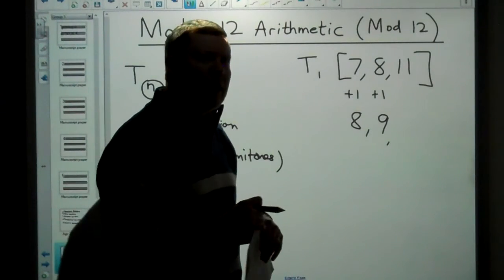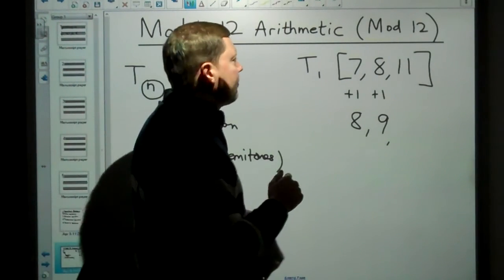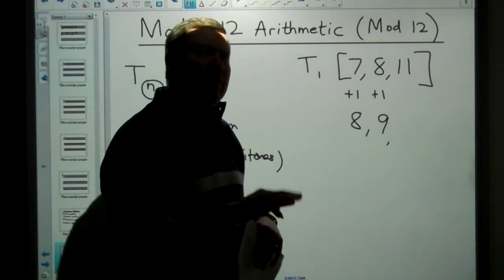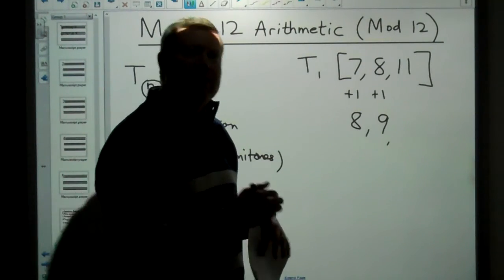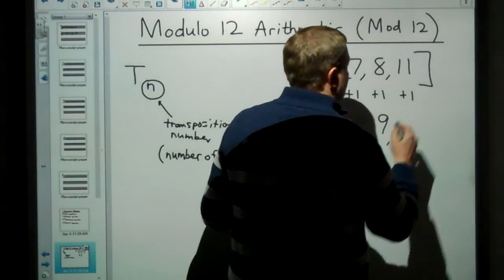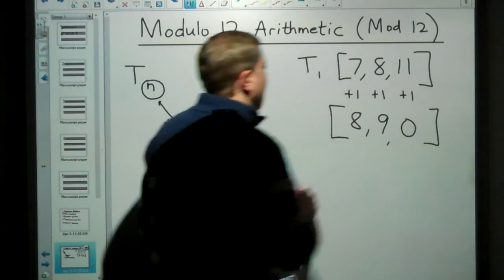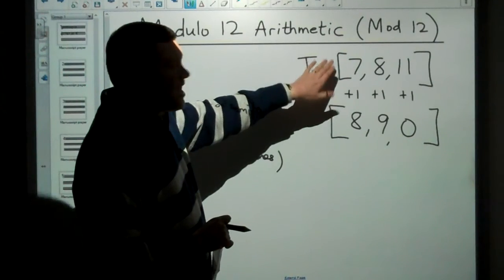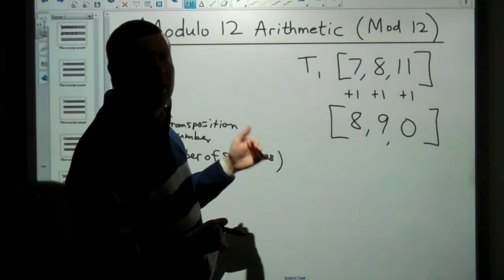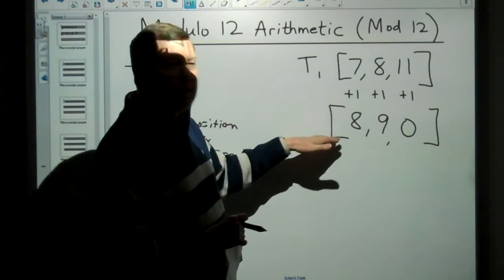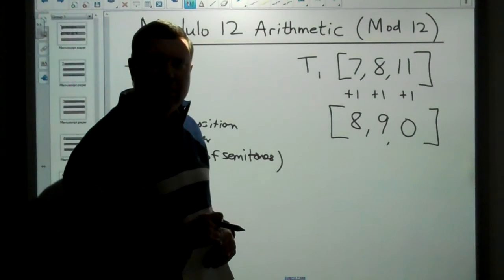Oh, but 12 is too large. It's got to always be between 0 and 11. So subtract 12, an octave, from 12, and you get 0. In mod 12 arithmetic, 11 plus 1 is 0. Transposing the set 7, 8, 11 up a half step gives us the pitch class set 8, 9, 0.